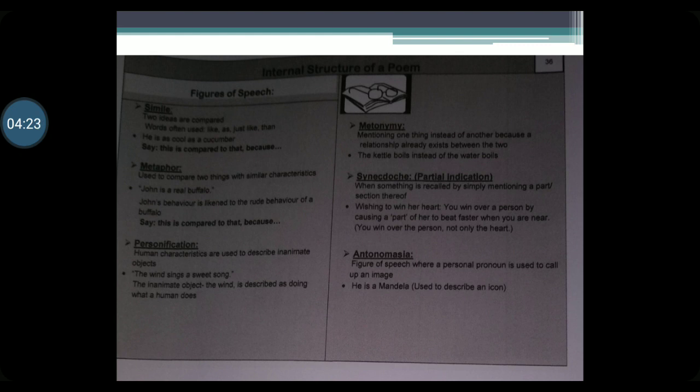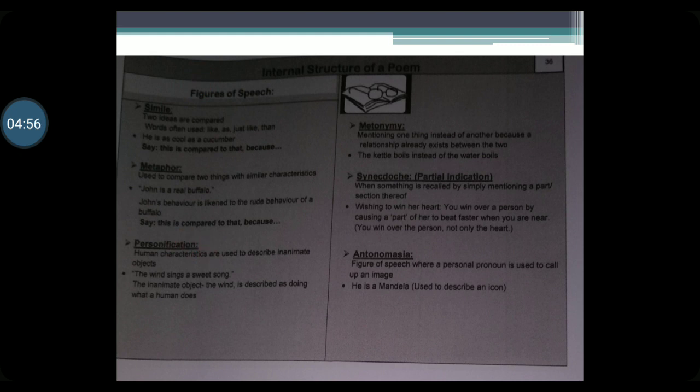Okay. Then personification is really important. This is when you give a human characteristic to something that is not human, or an inanimate object. So for example, the wind sings a song. So the wind is given a human characteristic, which is singing. Okay, then this side is not important yet. So don't worry about this side too much because we're not doing it yet. We're just focusing on these three for today.